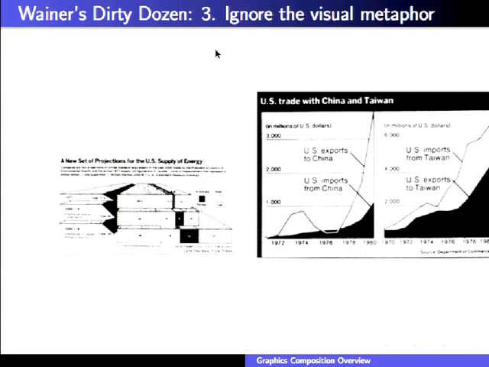The other plot on the left are these huge three-dimensional bar charts. And so essentially what we mean here by ignoring the visual metaphor is that the information is one-dimensional. And you've created three-dimensional bars to represent one dimension. And that's not a good idea. You can get very misleading results, very misleading visual impressions, by doing that.